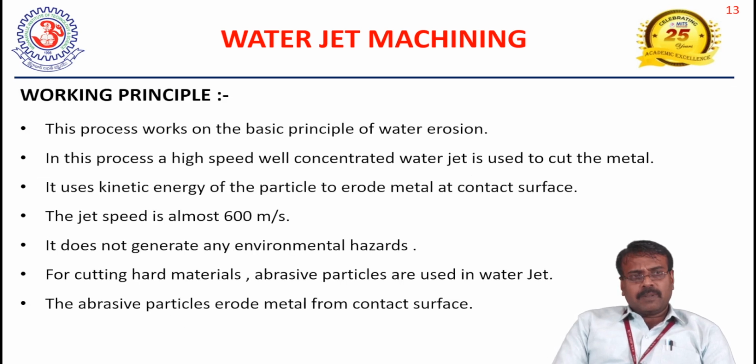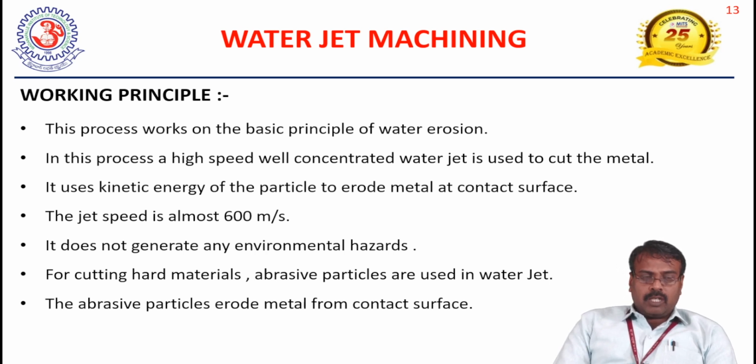Then what is the working principle? Just now we have explained it, the same working principle. In detail, this process works on the basic principle of water erosion. In this process, a high-speed, well-concentrated water jet is used to cut the metal. It uses the kinetic energy of the particles to erode metal at the contact surfaces. The jet speed is almost 600 meters per second. That is the speed here. It does not generate any environmental hazards, as I told you earlier. For cutting hard materials, abrasive particles are used in the water jet. The abrasive particles erode metal from the contact surface.